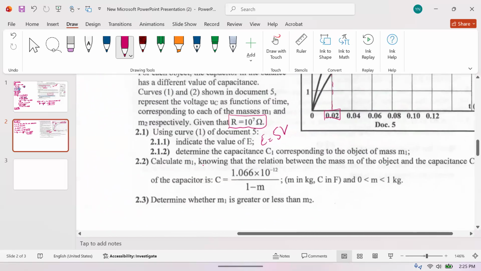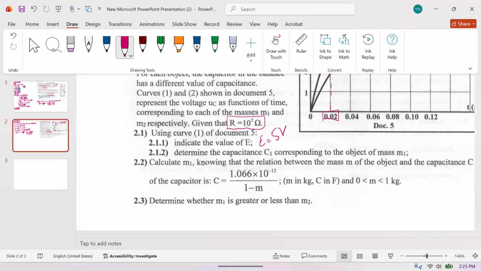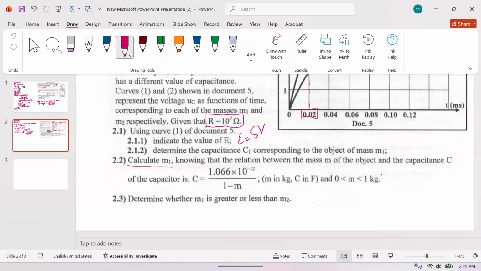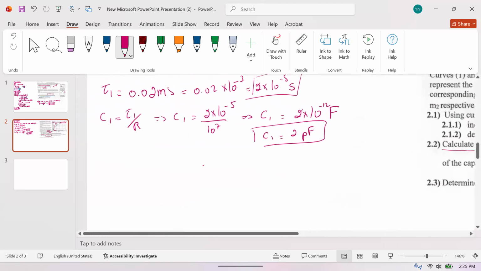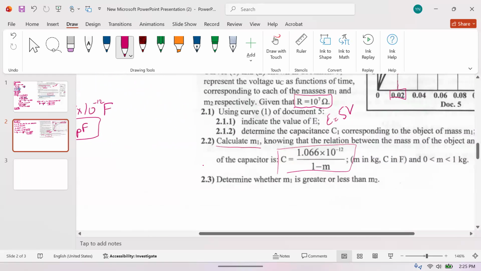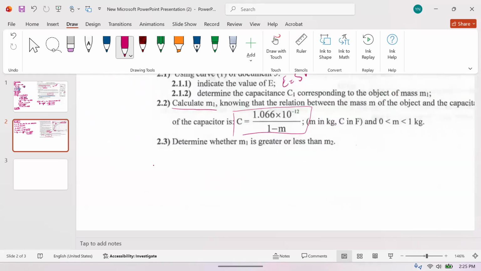Now we calculated C1. Great. They only want 1. Now 2.2. Calculate M1, knowing that the relation between the mass of the object and the capacitance is C equals the following. So now I calculated C, and I know that it's 2 picofarad. Now they want me to calculate M. I will write it here. C1 equals 1.066 times 10 to the power minus 12 over 1 minus M1.